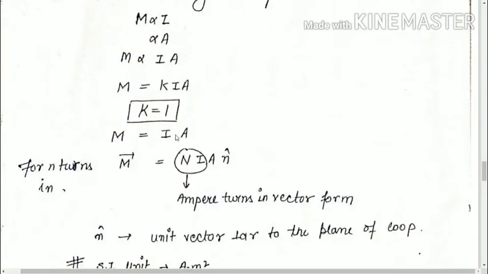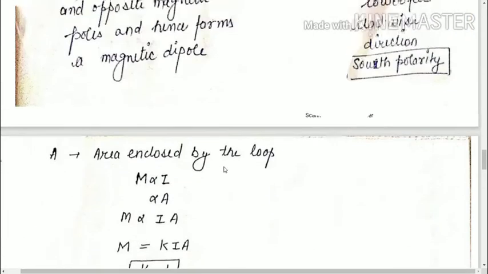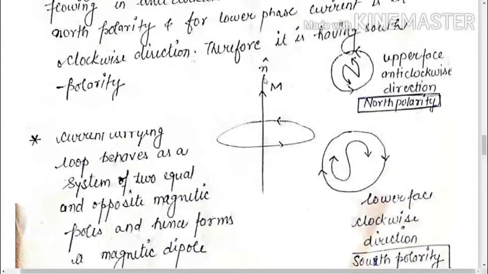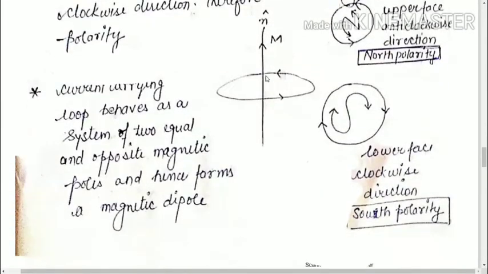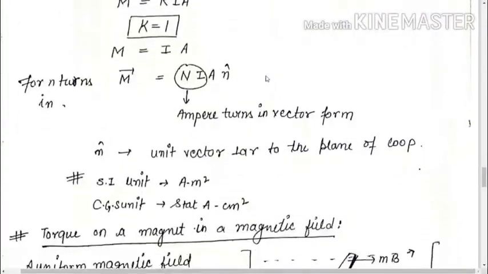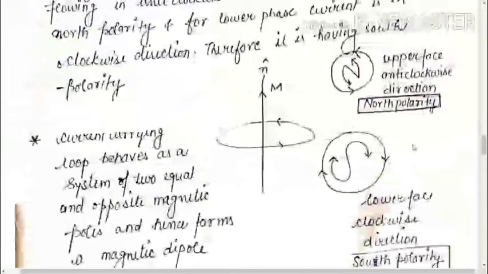So M is equal to I A, and in vector form the magnetic moment vector M is equal to n I A n cap. To show the vector form here we write n cap, that is a unit vector, which tells about the direction. Next, here n cap is a unit vector perpendicular to the plane of the loop as shown in the figure. See.